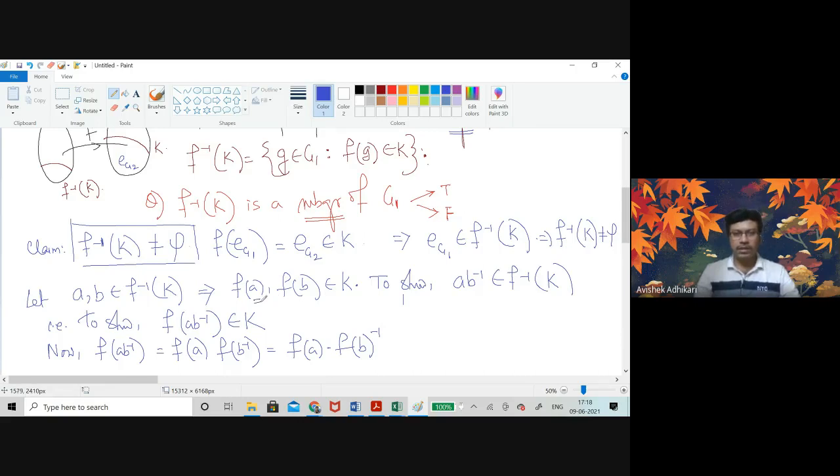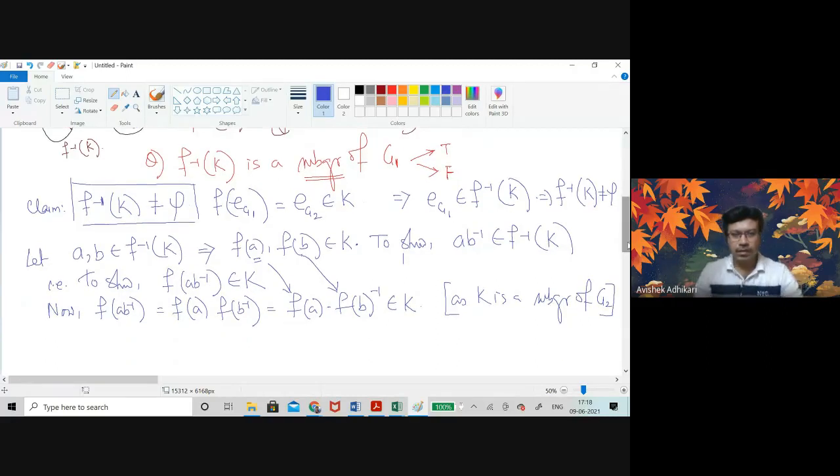And you know that FA belongs to K, FB belongs to K, and K is a subgroup of G2. So (FA into FB) whole inverse must also belong to K, as K is a subgroup of G2. Okay, so we are done. That implies A B inverse belongs to F inverse K. So what it says is that F inverse K is a subgroup of G1. So what was our assertion that we made? So this is true.